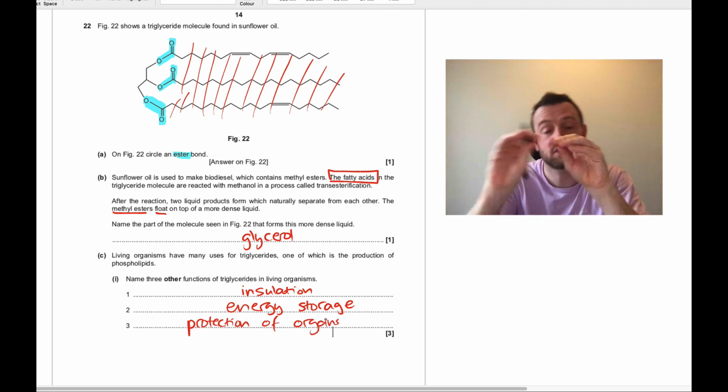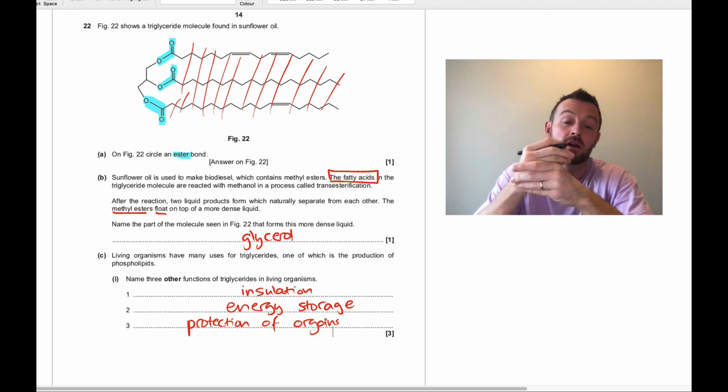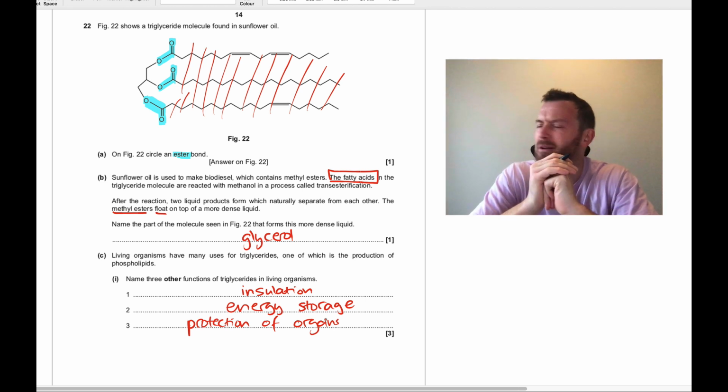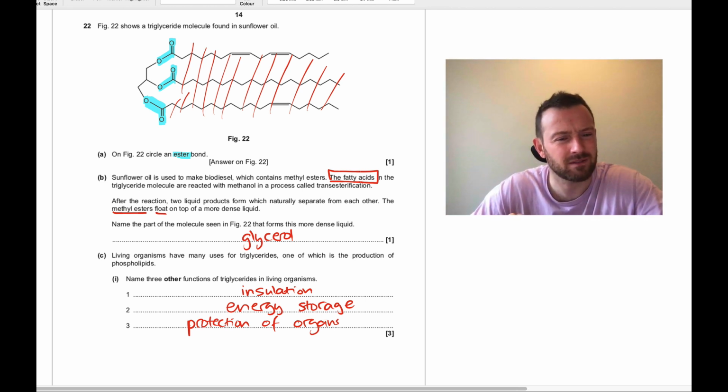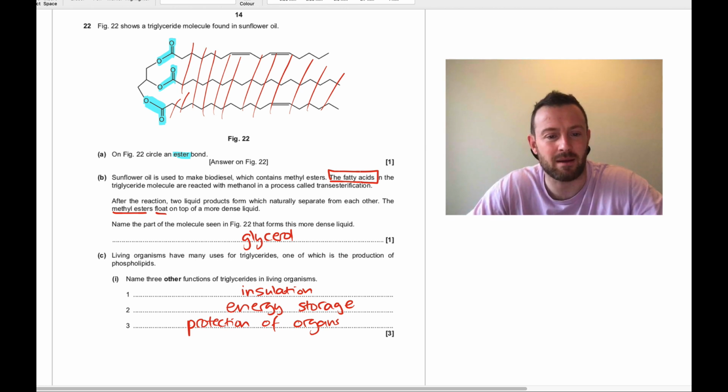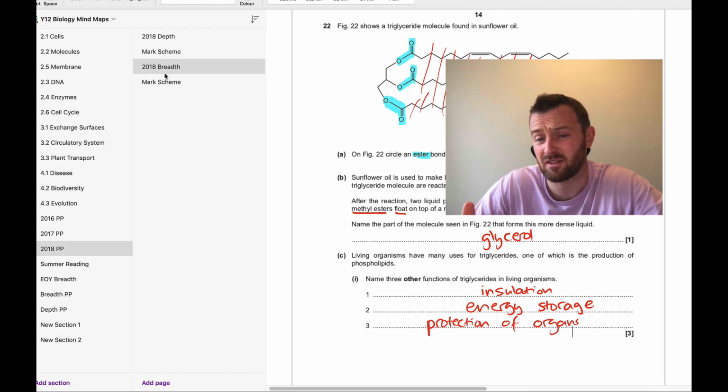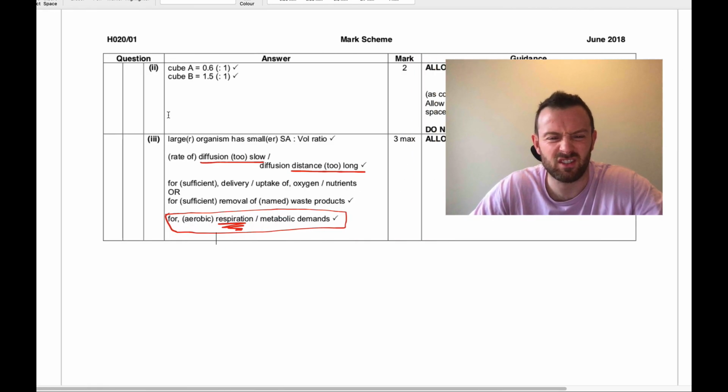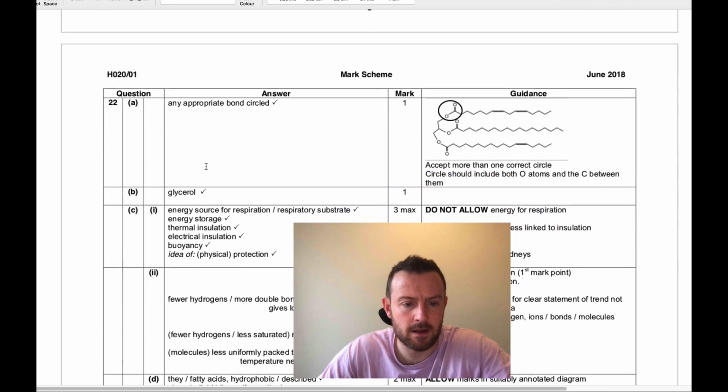If you've dissected a heart, you see there's a fatty tissue around it that protects the heart, also around the kidneys. I think also we could have had waterproofing as well, but I'm not entirely sure about that because I don't know if that would count as inside an organism. It's on the feathers of a duck, for example. But is that inside or on? I don't know. Let's have a look.